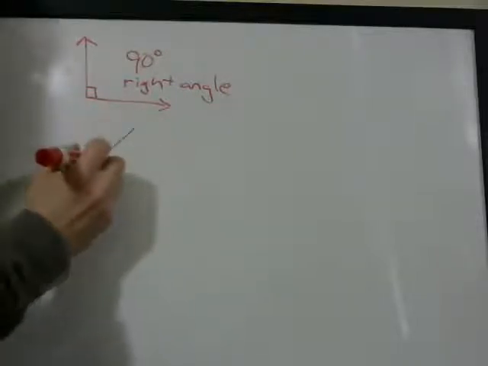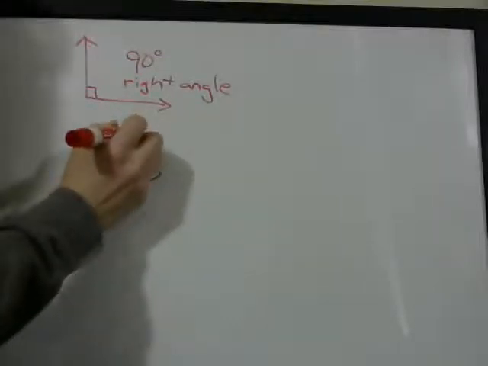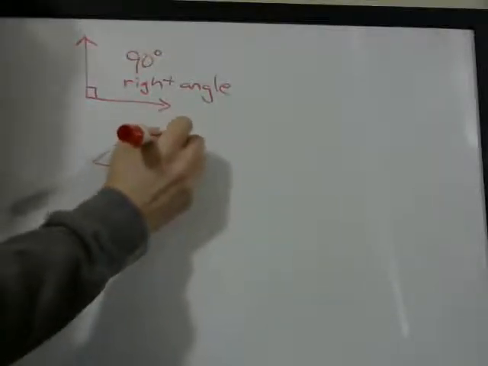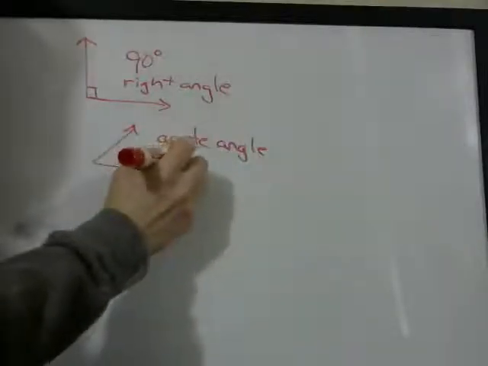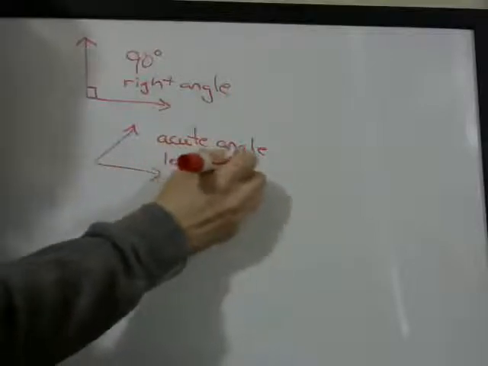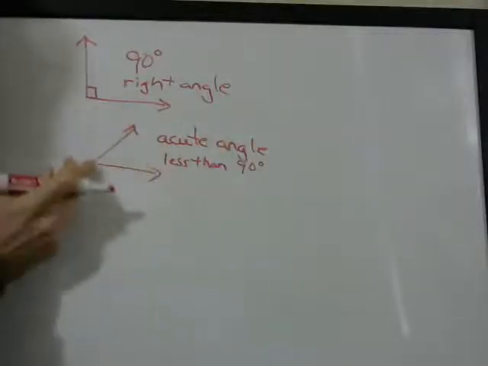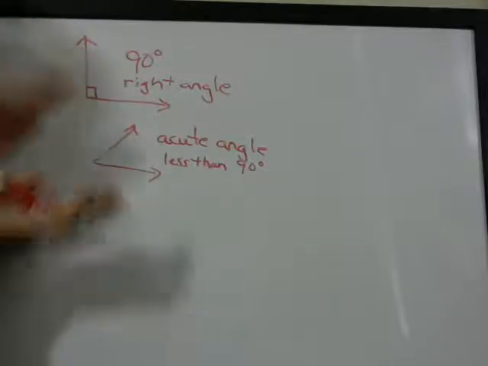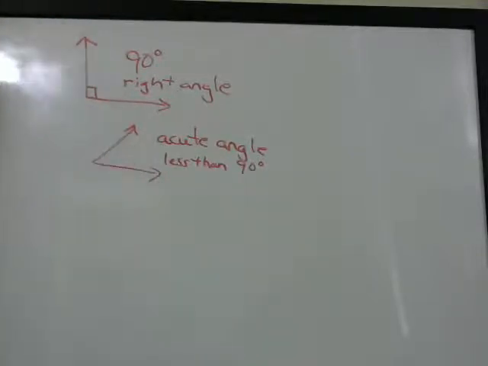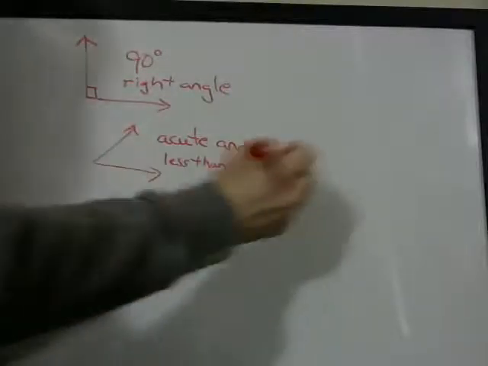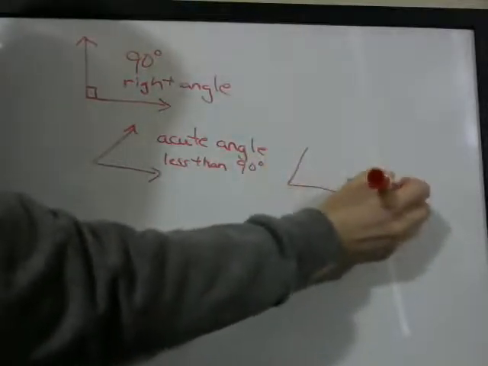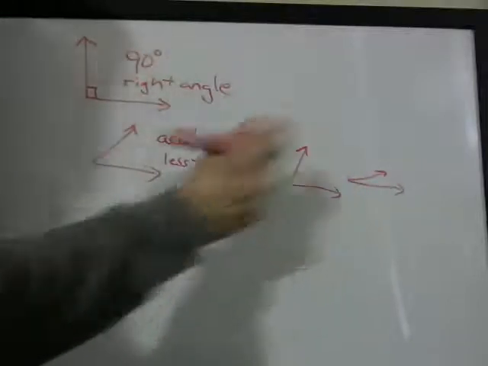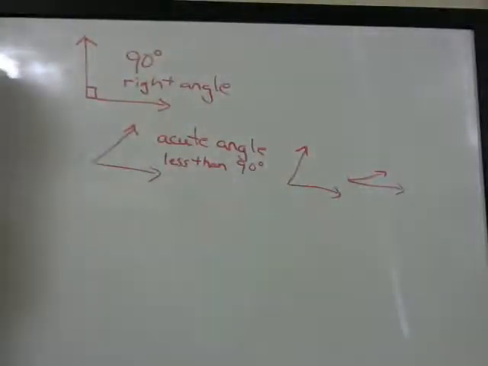If an angle is less than 90 degrees, it's called an acute angle. So this is less than 90 degrees. You see this angle here, if this is 90, well, it's smaller than that. So any angle that is less than 90 degrees is called an acute angle. Even something a little bit bigger or even smaller, all of these are acute angles. They're less than 90 degrees.